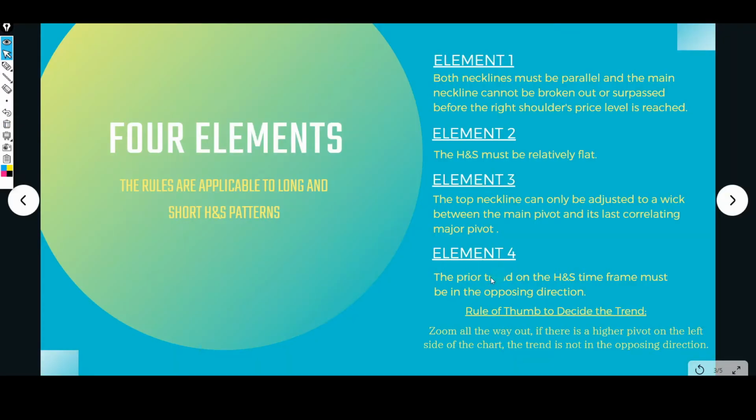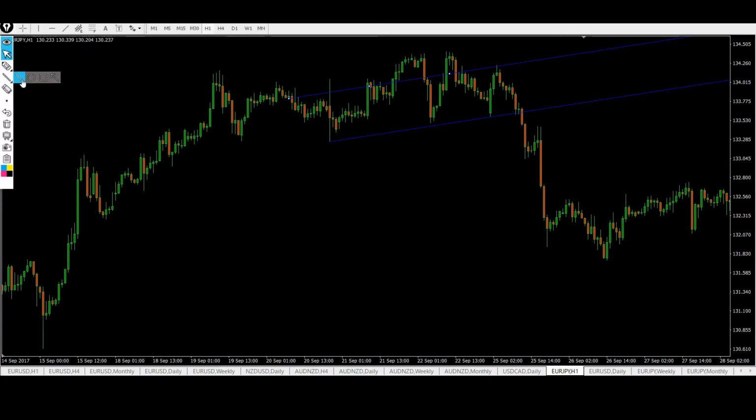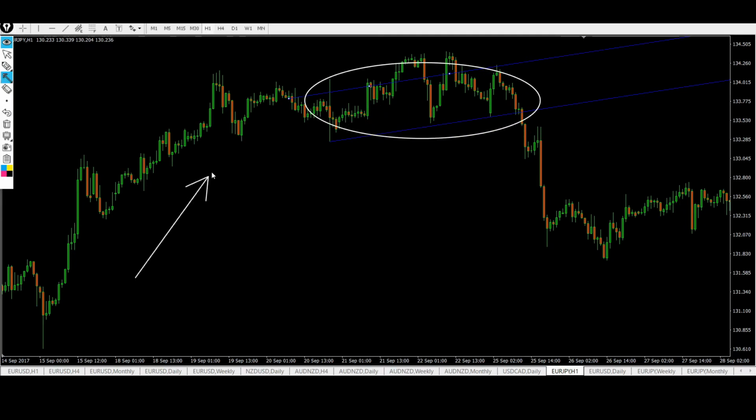Okay, number 4. The prior trend on the H&S time frame must be in the opposing direction. Okay, so let's remember that an H&S pattern is a reversal pattern. So in other words, if the prior trend was long, the H&S pattern predicts that price will reverse direction and go down.